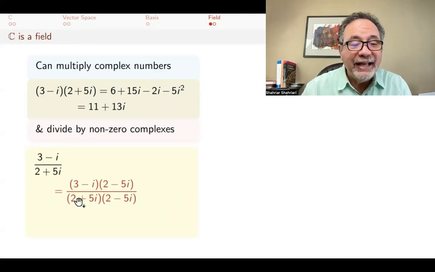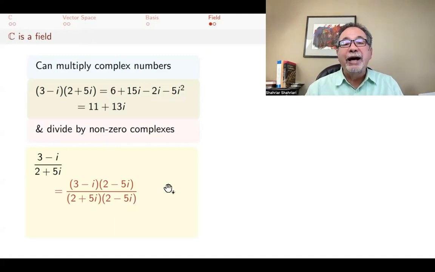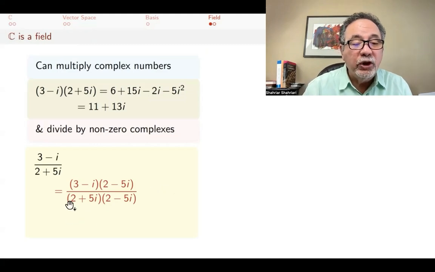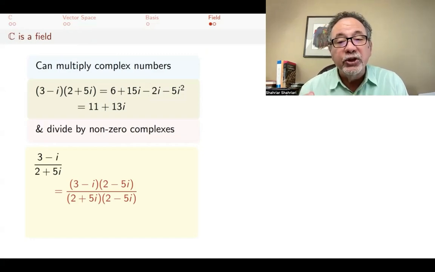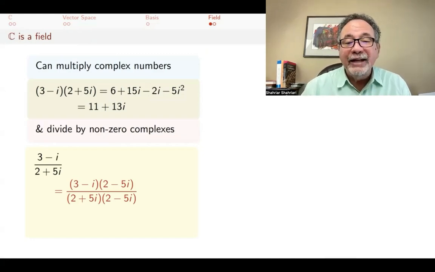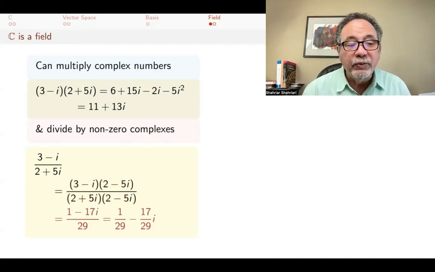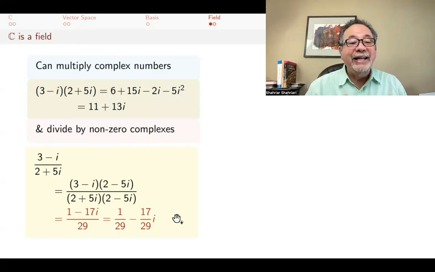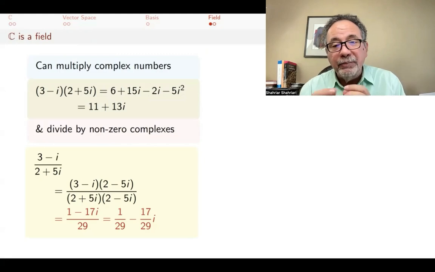The advantage of that is that down here we have (a plus b) times (a minus b), and that becomes a squared minus b squared. Now, a squared is going to be 4, b squared is going to be 25 i squared, and i squared is minus 1, so that becomes minus 25, and 4 plus 25 is 29. And upstairs, if you multiply it, you get 1 minus 17i, and then you can separate it out into 1 over 29 minus 17 over 29 i, and that is a complex number of the form we like. It's a real number plus another real number times i.